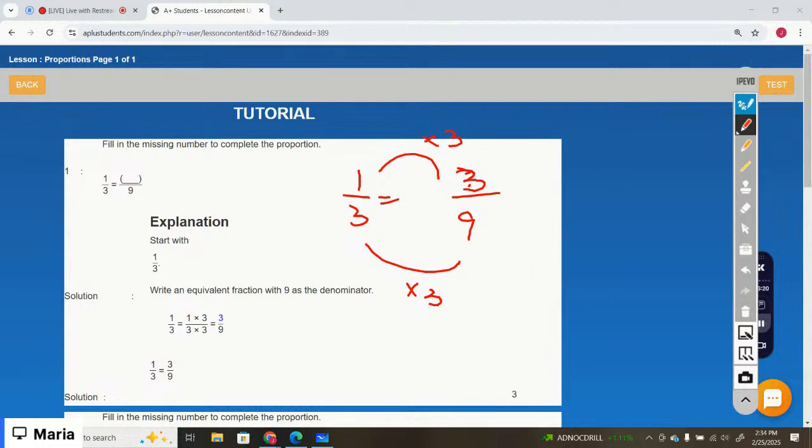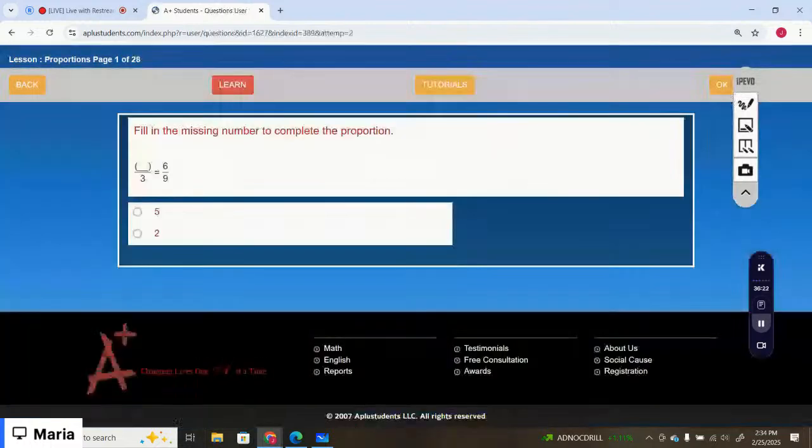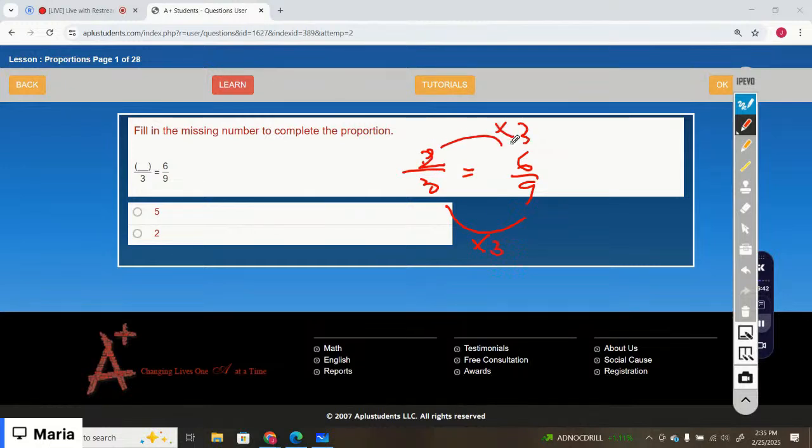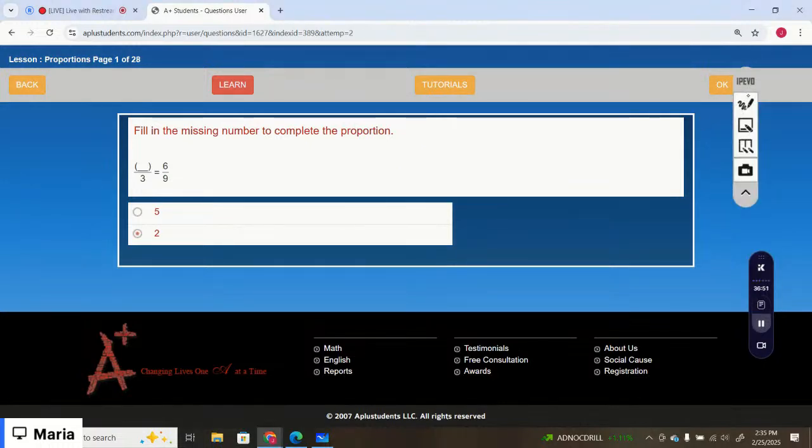Let's just start with the test questions. Fill in the missing number to complete the proportion. That is the missing number divided by 3 equals 6 over 9. So 3 times 3 is 9 and 2 times 3 is 6. So the missing number is 2. The correct option is 2.